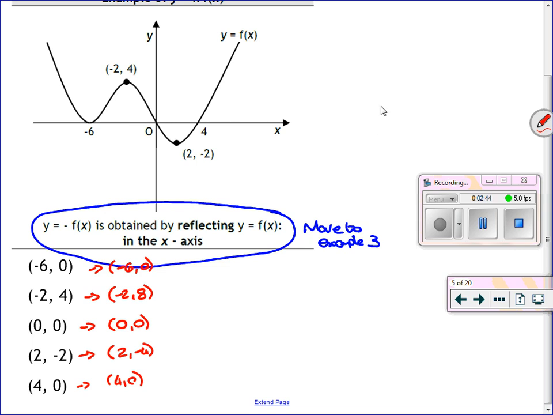So let's plot those points then. So minus 6, 0 stays the same. Minus 2, 4 goes to minus 2, 8. I'll put it approximately here. I've got a maximum turning point on it. 0, 0 stays the same as 0, 0. 2, minus 2 goes to 2, minus 4. And 4, 0 stays the same as 4, 0.